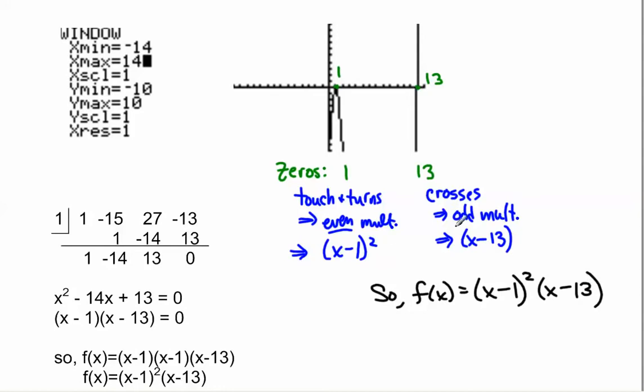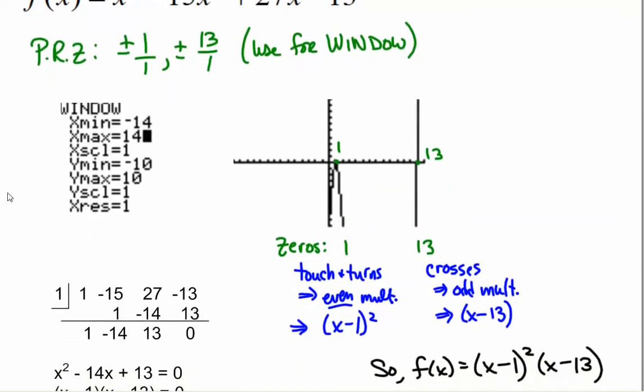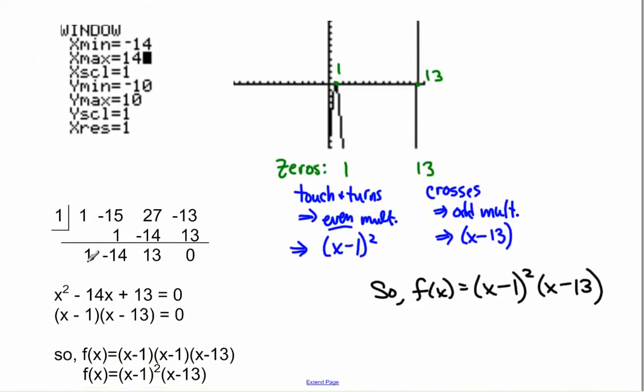Now, what if I'm taking a test and I forgot all that stuff about multiplicity and touching and turning and everything? Well, I could still just identify a zero of 1 and then use that with synthetic division. So I'm going to take my 1 and put it in my box, and I took the coefficients of my polynomial from up there and did my synthetic division. Drop, multiply, add, multiply, add, multiply, add. Got my remainder of 0 like expected.